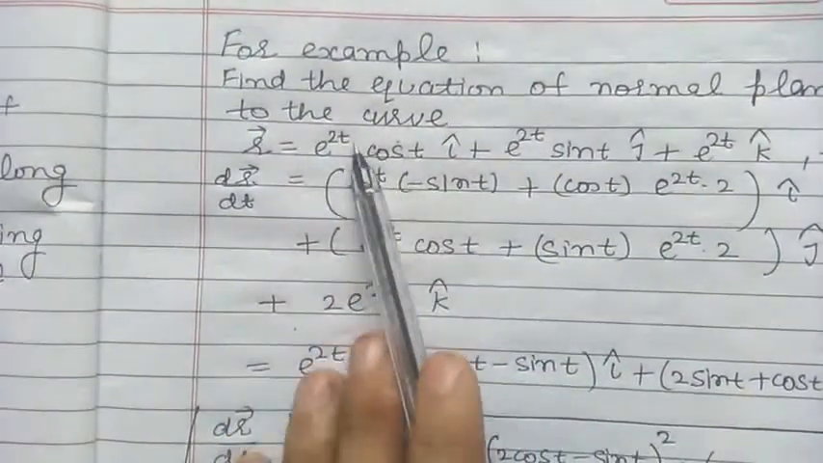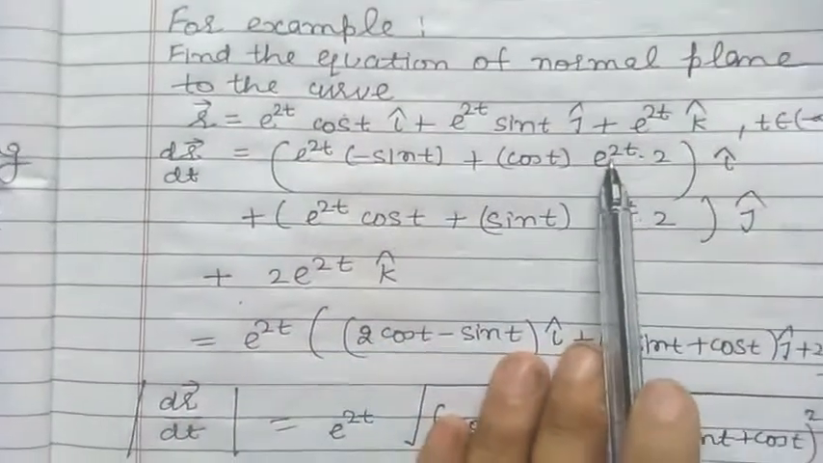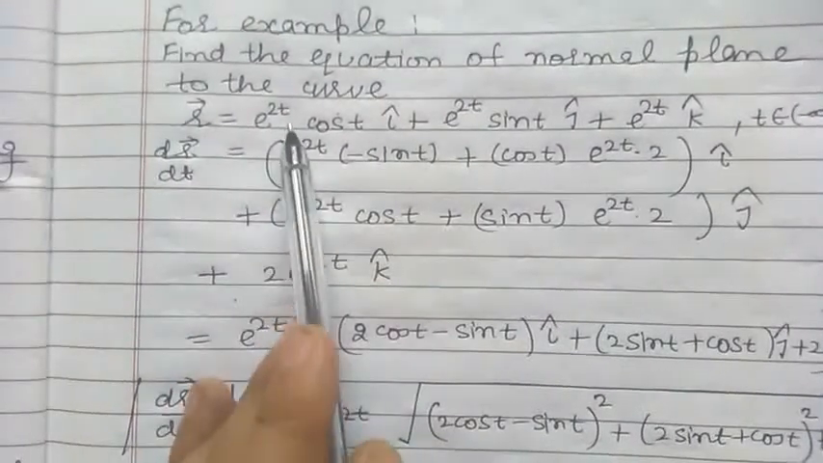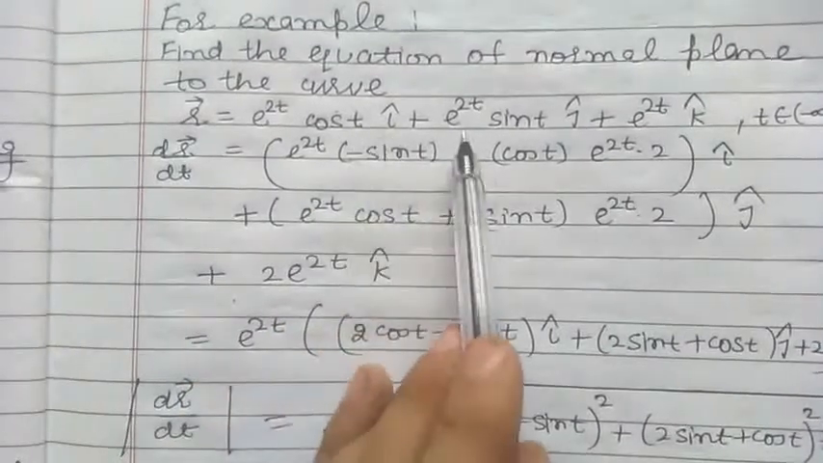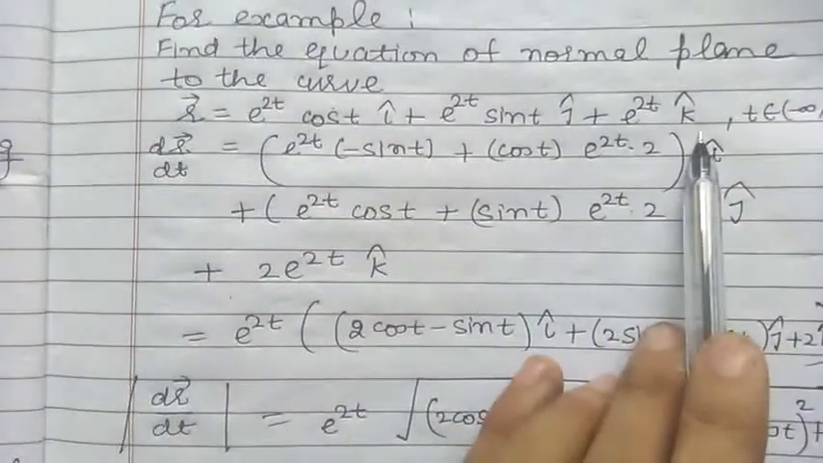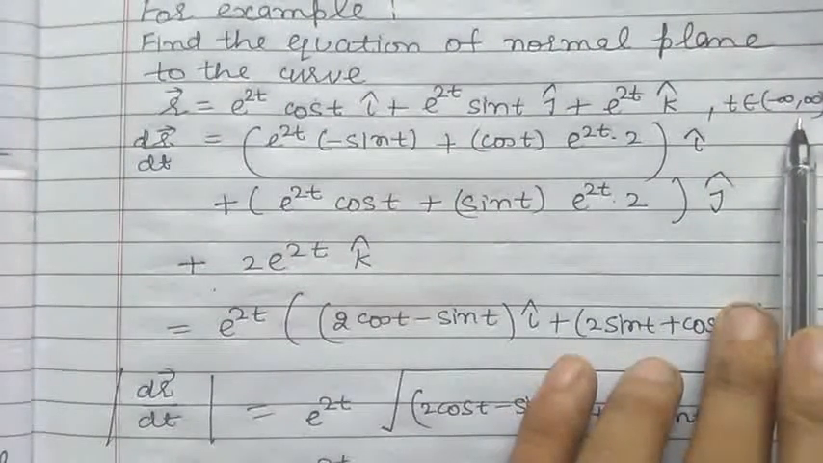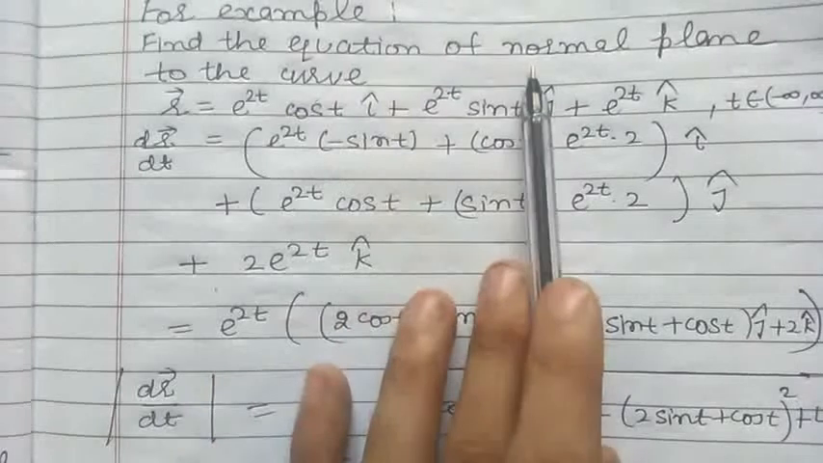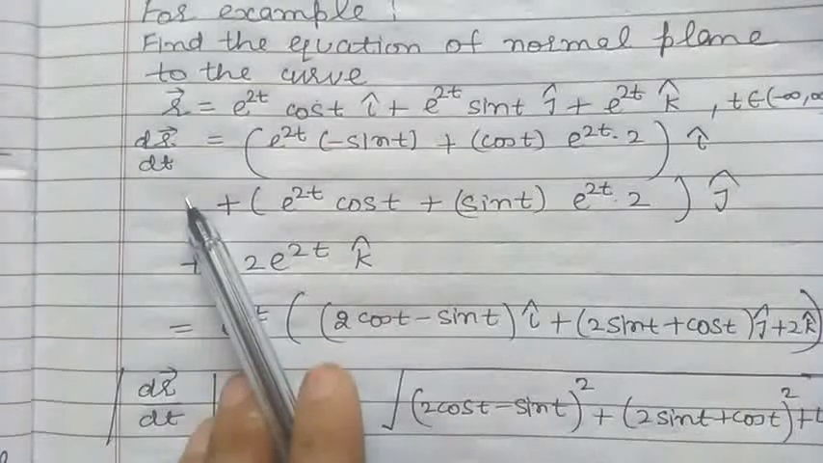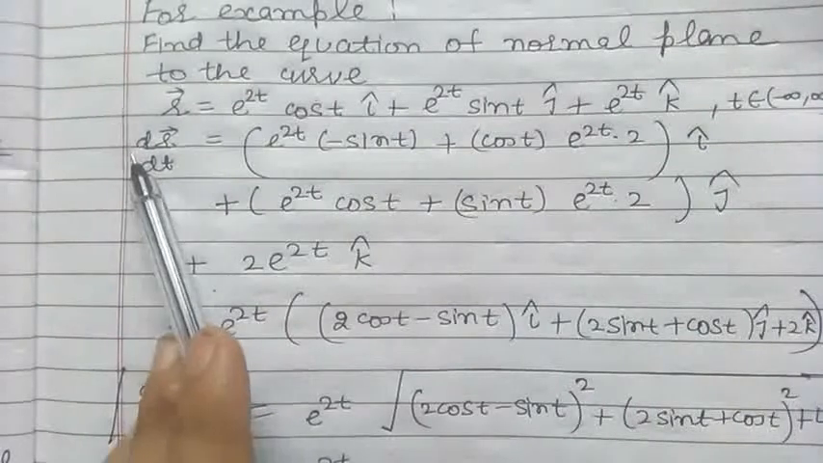If we are given a curve, how do we find the equation of the normal plane at any point of this curve? You are given the curve represented by the vector r equal to e raised to the power 2t cos t i cap plus e raised to the power 2t sin t j cap plus e raised to the power 2t k cap, where t is a finite real number, called the parameter. In order to find the equation of the normal plane, firstly we require the unit tangent vector. To find it, we first find the tangent vector, which is the vector dr by dt.